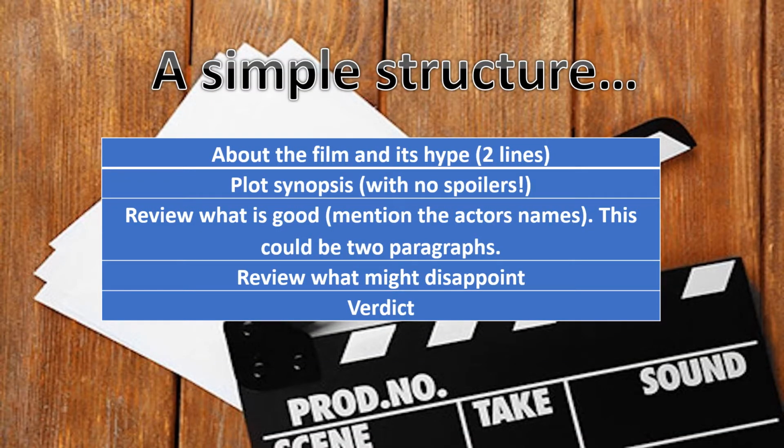A simple structure to follow for your review then would be to start off by saying what the film's about and something about why it's supposed to be good. The second paragraph might well cover the plot and its synopsis, and equally the third paragraph might move on to say what is good about the film, and then what might disappoint, leaving you with a conclusion or verdict about the film as your last mini paragraph. That will give you a 5-paragraph structure then to guide you as you start this resource.